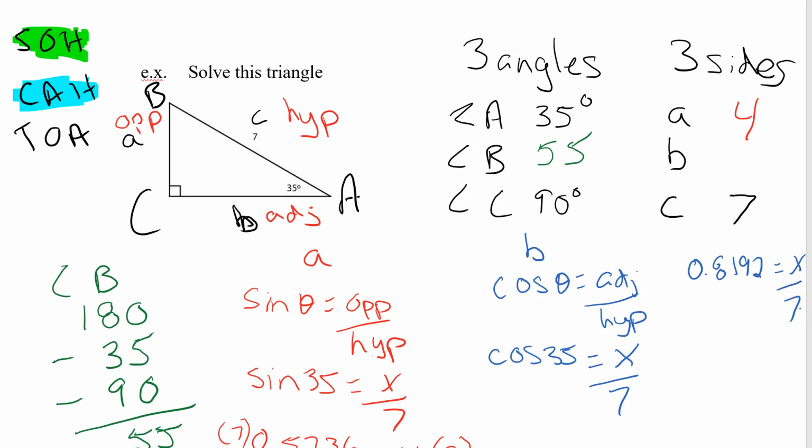And now same idea, I'm going to isolate the x by timesing each side by 7. That's going to cancel out, and my x to one decimal place will be 5.7.